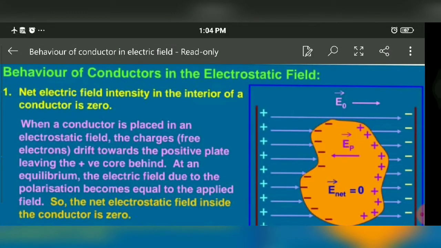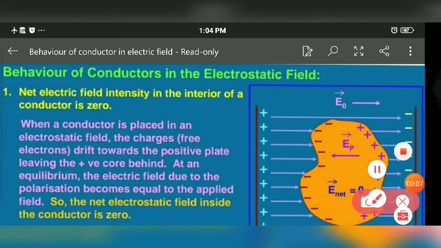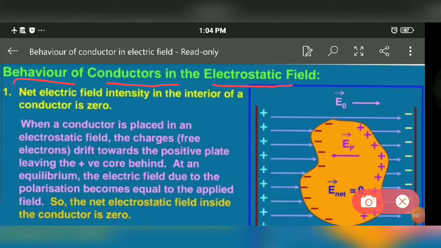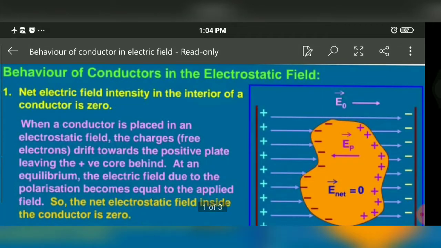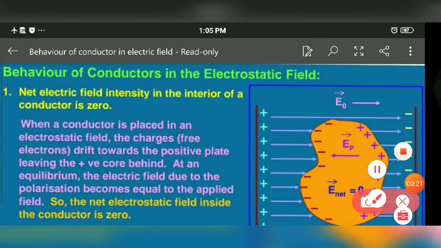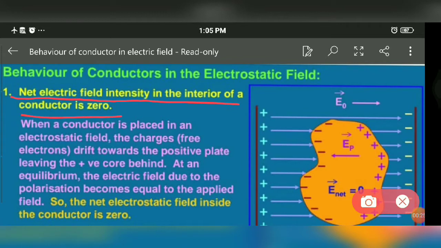Next topic is behavior of conductor in electrostatic field. First behavior: net electric field inside the interior of a conductor is zero. These properties are really very important, so please learn these properties and read this very carefully.